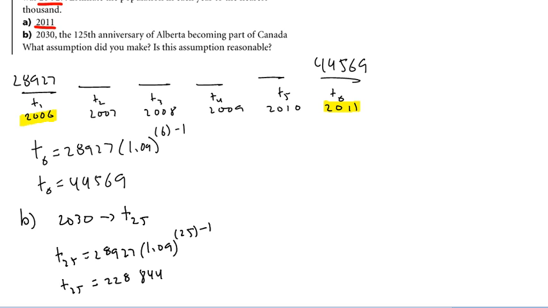And now they ask us what assumption did we make? Well, we're assuming that the population is going to go up 9% every year. Is this assumption reasonable over that span of time? I think there's way too many variables to assume that the population is going to increase like that. You know, you could have massive flooding, you could have the economy in that town go terrible and everybody leave. There's a million factors that could happen. So no, I don't think this is a reasonable assumption.